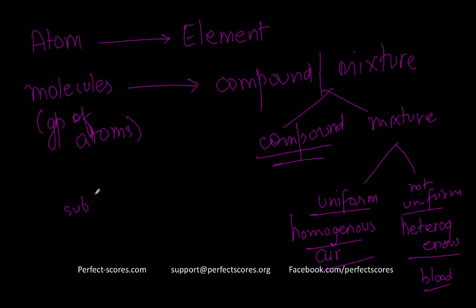So that is how you define substances. So basically, substances are either elements or they're present in groups. If they're present in groups, they can either be compounds or they can be mixtures. If they're uniform, they are known as homogeneous mixtures. If they're not uniform, they are called heterogeneous mixtures.